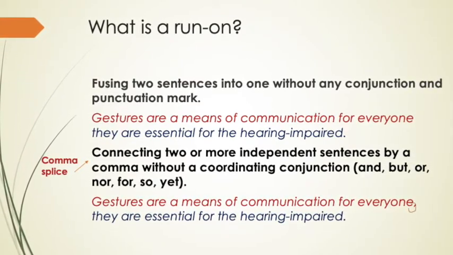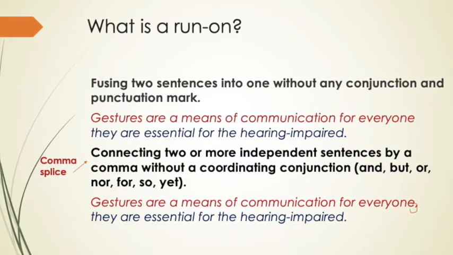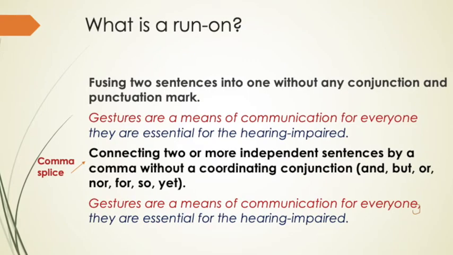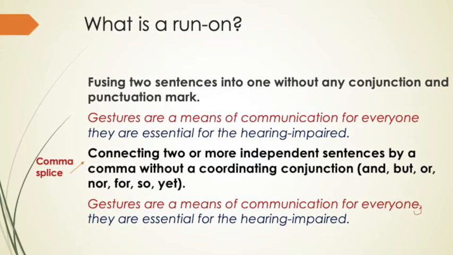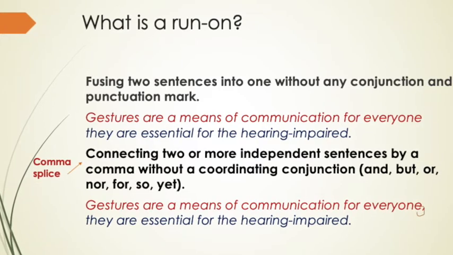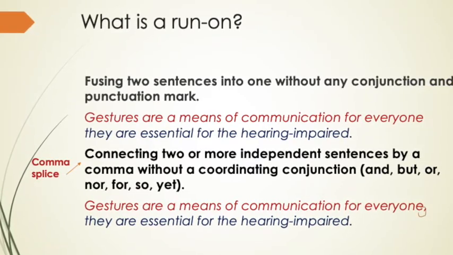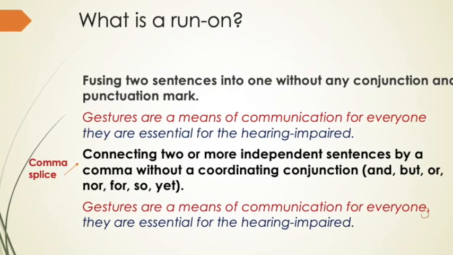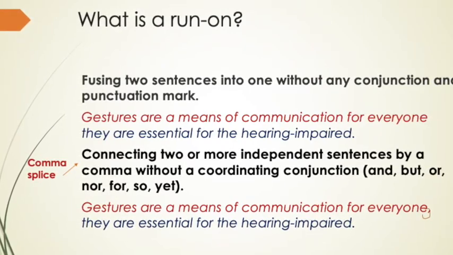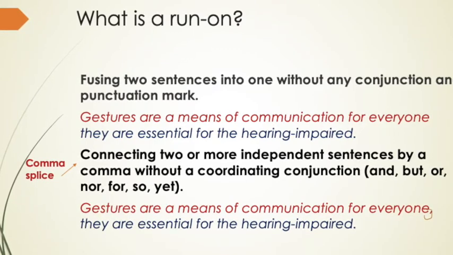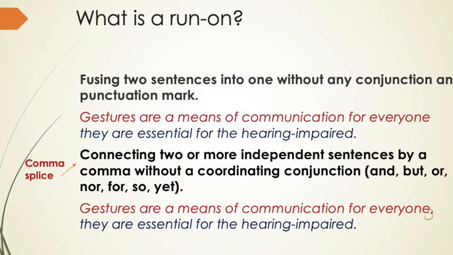Another problem is connecting two or more independent sentences by a comma, which is called a comma splice. This is sometimes done without a coordinating conjunction. The coordinating conjunctions are and, but, or, nor, for, so, yet. This is a common mistake. Sometimes we put a comma to separate sentences. This is not right.